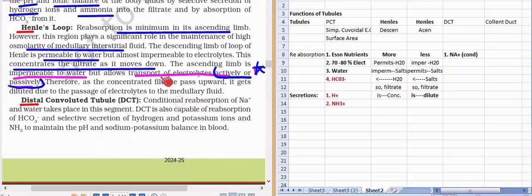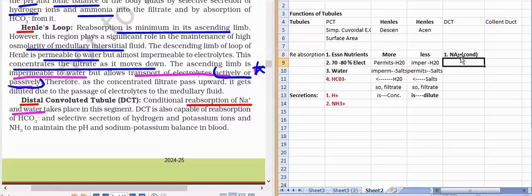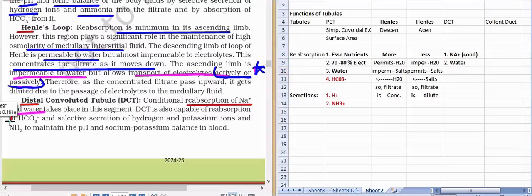So remember, it's a conditional point, but reabsorption of Na+ occurs. That's why you should understand. And water also. Second is water. That is reabsorption of Na+, so you wrote already. Second is water, it's common. Then this is also capable of reabsorption of HCO3. That is the third point.